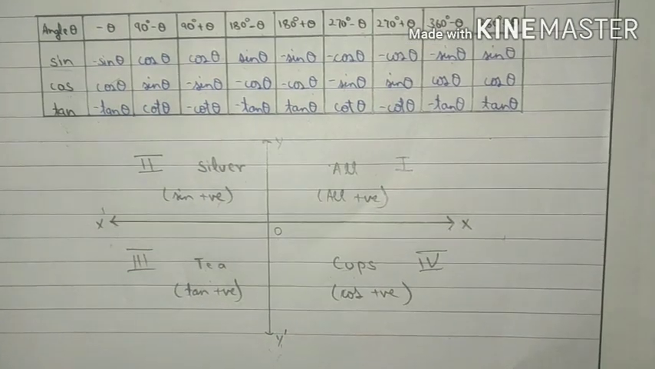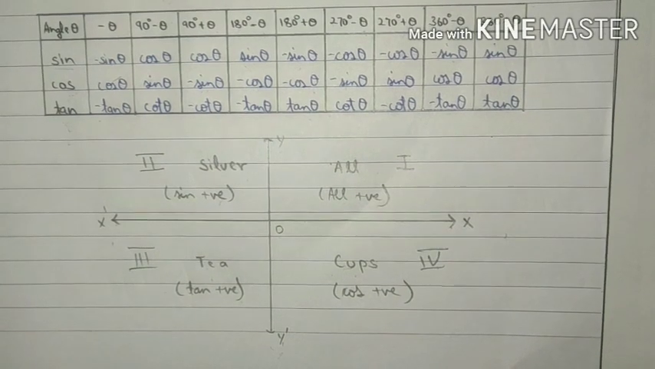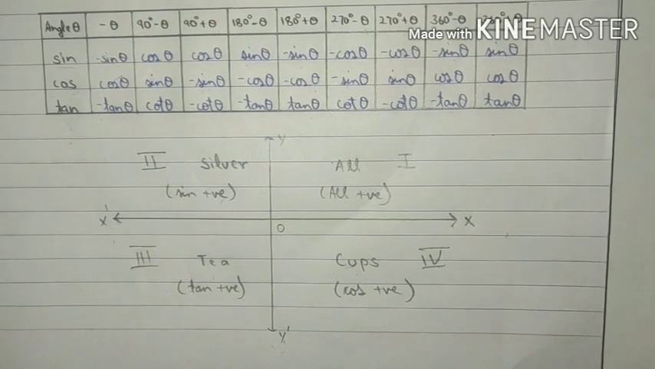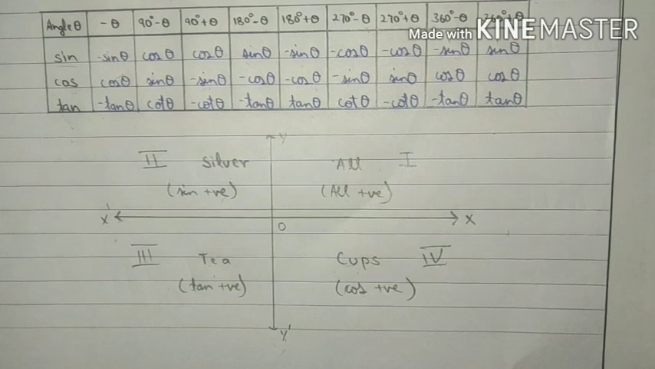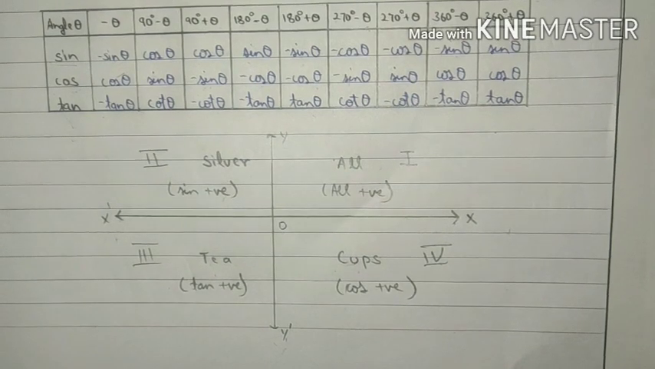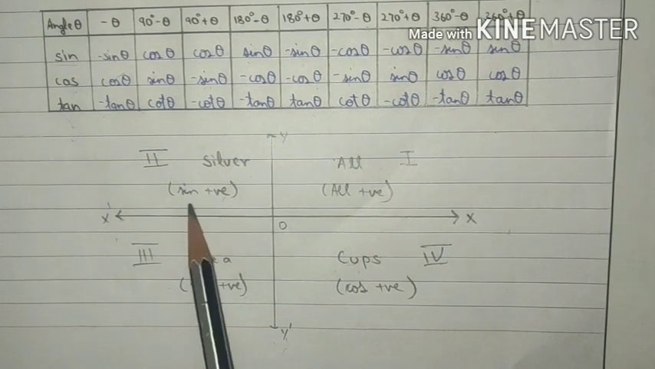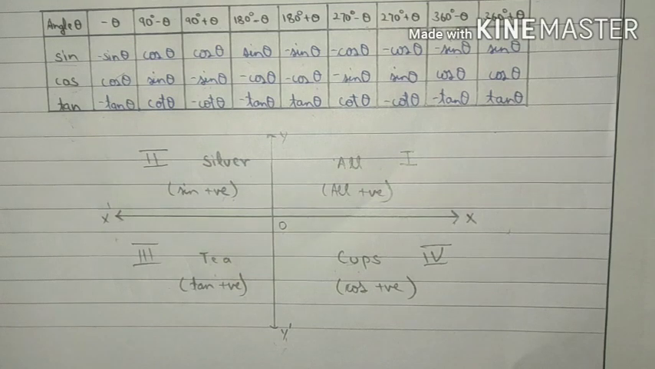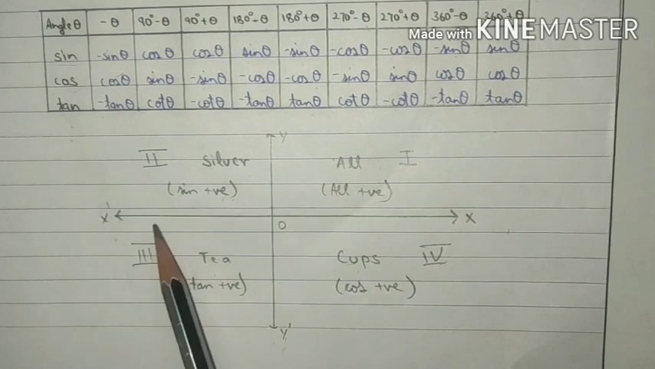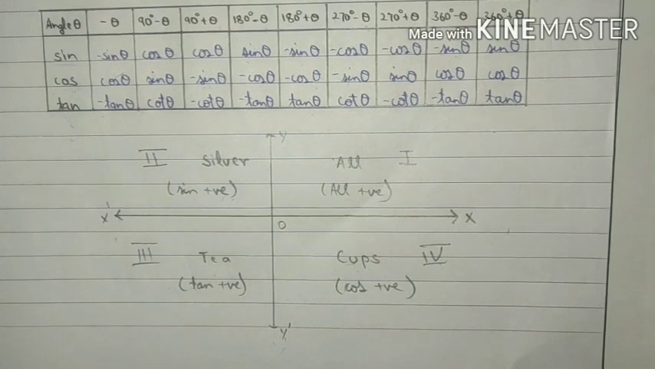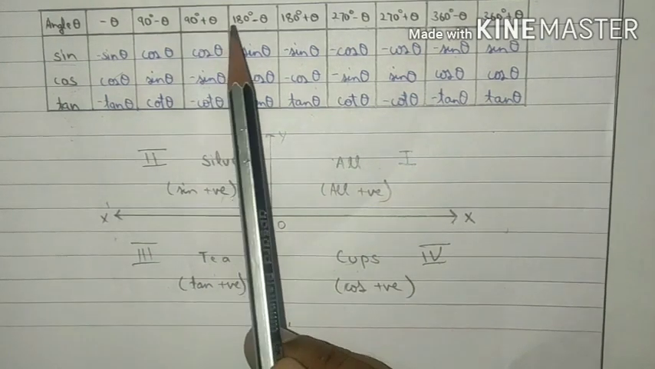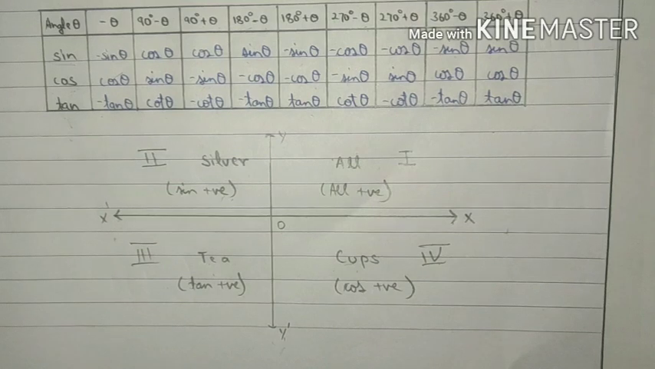Now let's move on to the next quadrant, which is the second quadrant. Here we see that only sine value is positive. So let's have a look at it again. As you all know, this lies in the range of 90 degree to 180 degree. That means 90 plus theta or 180 degree minus theta, both the values will lie over here. Let's have a look at them.